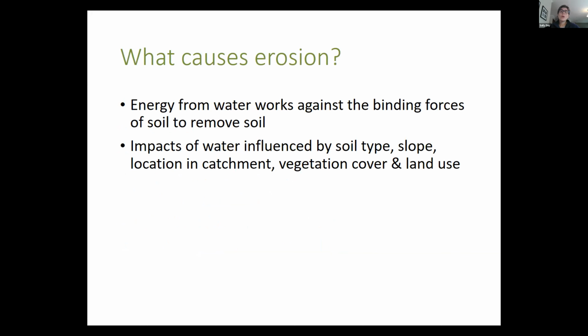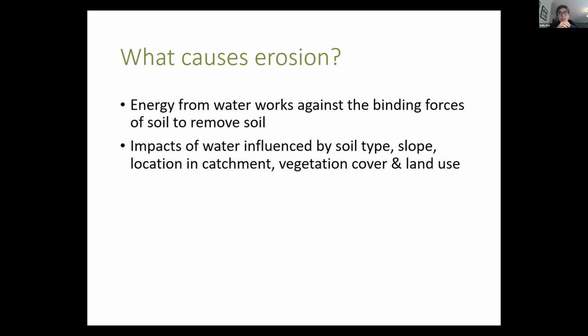So what causes erosion? In its simplest form, it's energy from water that's working against the binding forces of soil to actually dislodge and remove soil from the soil surface. So energy in the form of rain or flowing water across the surface of the soil. If the energy of that movement is stronger than the capacity of the soil to hold on to particles, then particles get carried away in the water.